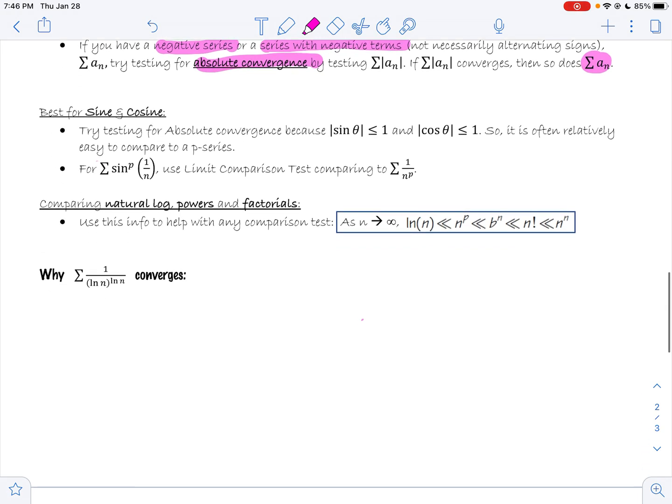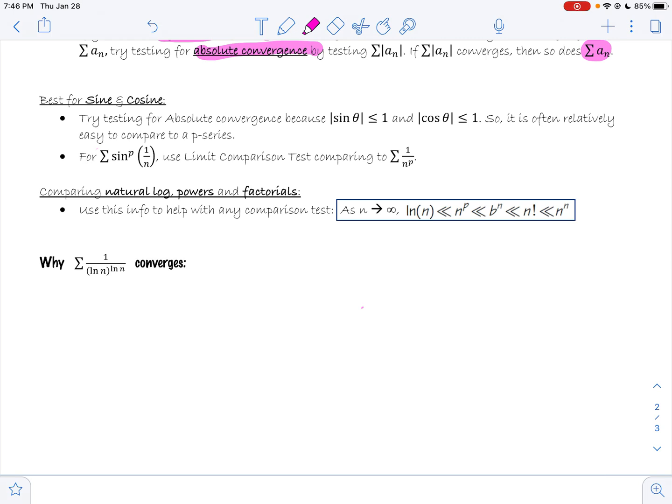So for instance, the best approach for sine and cosine is this absolute convergence idea, because the absolute values of the sine and the cosine are less than or equal to 1. And so you can very often come up with some kind of comparison test to a really easy p-series because of that relationship. Now, if it doesn't work and you end up getting divergence, then you might have to do something else. But that's oftentimes the best way to go.